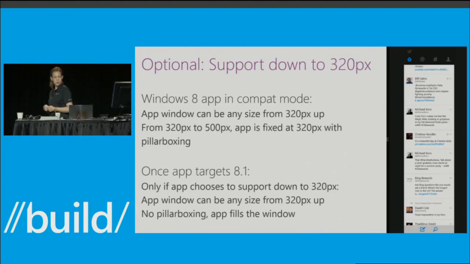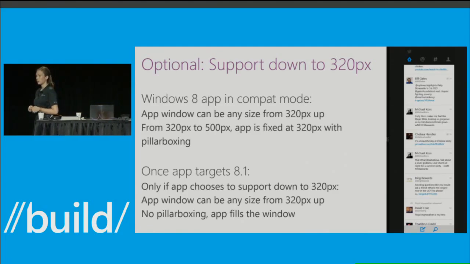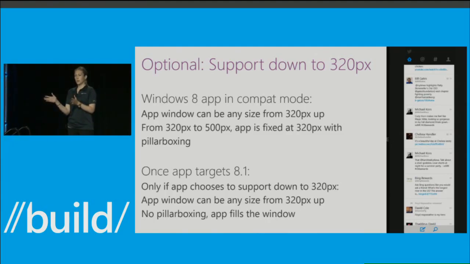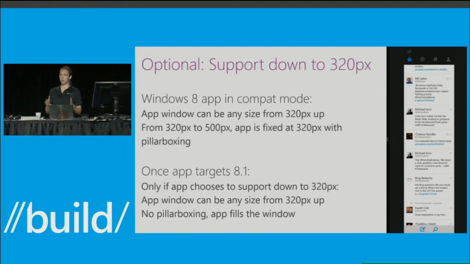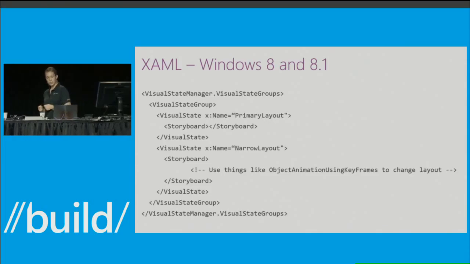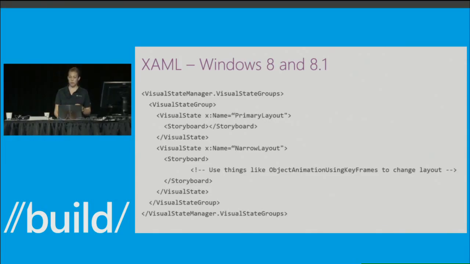Now, once your app targets 8.1, it will be defaulted to just 500 pixels and up. So if you do nothing, the user won't be able to resize your app down below 500 pixels. But if your app chooses to support the minimum width of 320 pixels, then in that range below 500, your app will fill that window. So there'll be no pillar boxing for Windows 8.1 apps on 8.1. So again, just the little details to get you going in that direction.